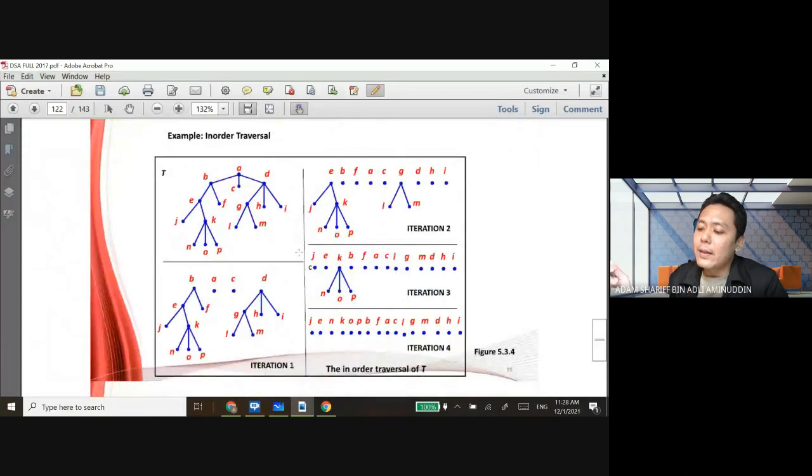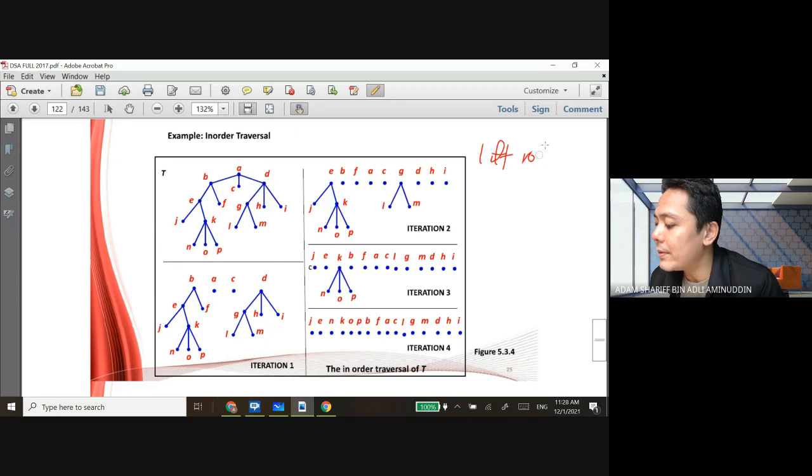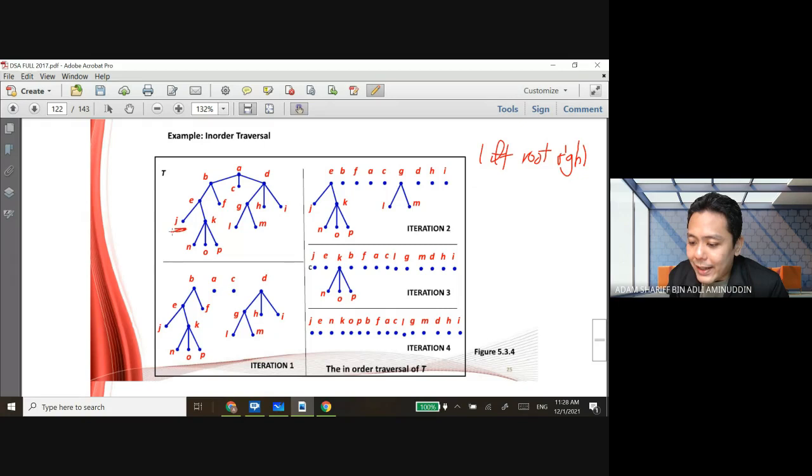Alright, kita cuba eh. Idea dia, left, root, and right. Tak detect lah, okay. The left one, J, left, root, E. Some problem will be, kenapa tak pilih K dulu?